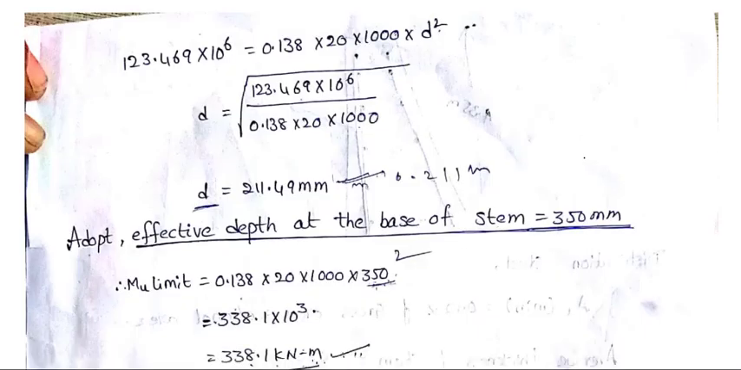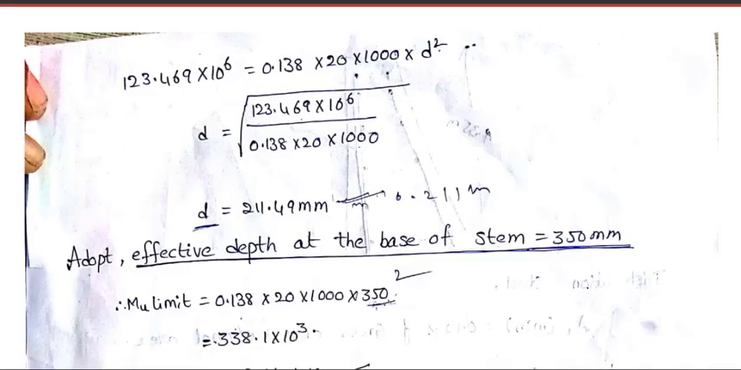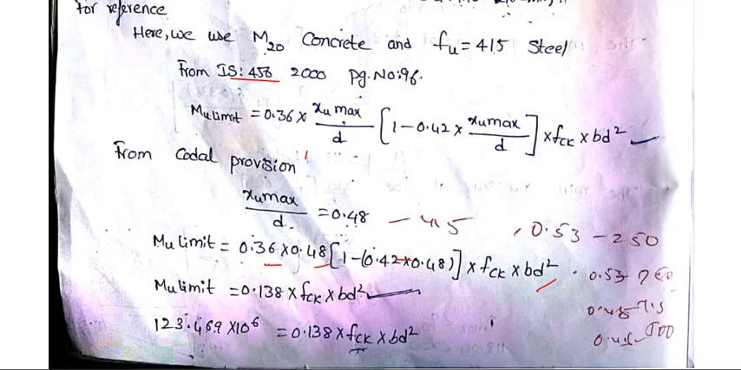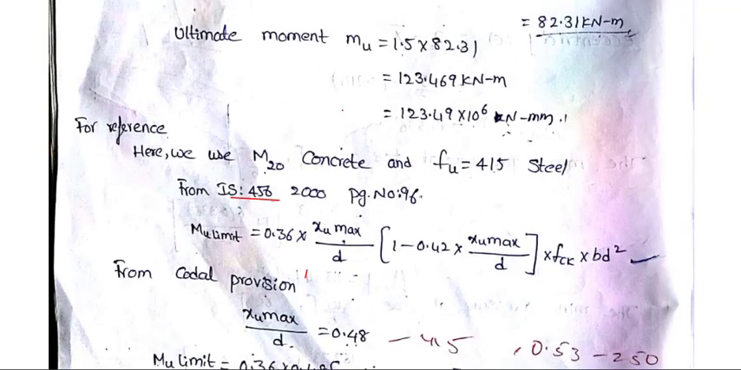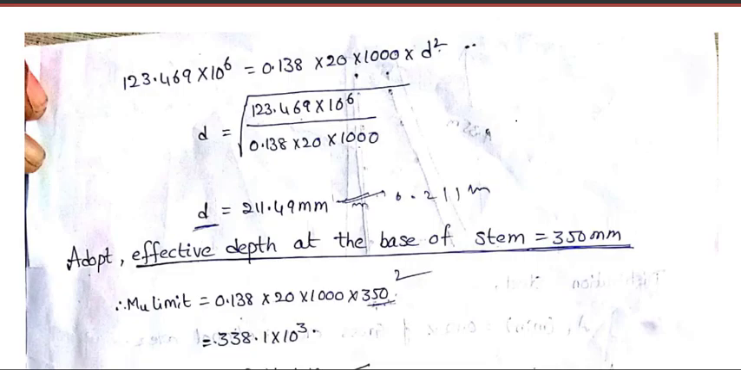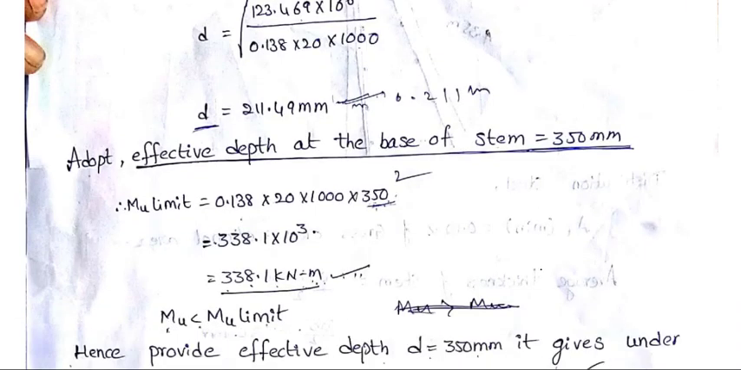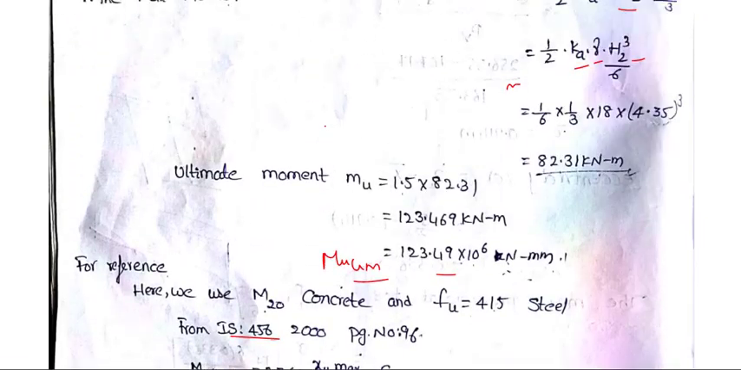Next we need to find out the D value, so substitute all the values. This is Mu limit, the maximum moment, which is equal to 123. When you are substituting b, don't substitute 2.5, this is wrong. For per 1 meter we have to design, so b is 1000 mm, equal to 1 meter. So D is equal to 211.49 mm. Design of stem is completed.